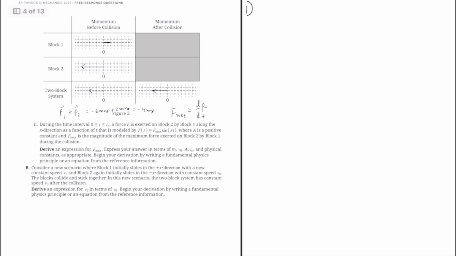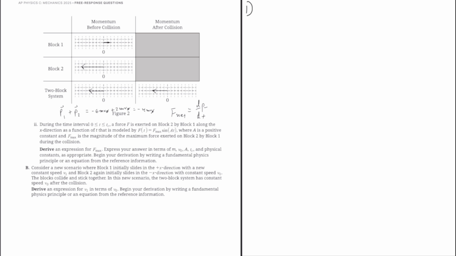But now let's think, during the time interval 0 to tc, a force F is exerted on block 2 by block 1 along the x direction as a function of time t that is modeled by F of t equals F max sine a t, where a is a positive constant and F max is the magnitude of the maximum force exerted on block 2 by block 1 during the collision. So here's what you need to recognize. On this exam, I messed up because I read that this force is exerted by block 1 on block 2, right? Or wait, no, it's exerted by block 2 on block 1. That's what I read.